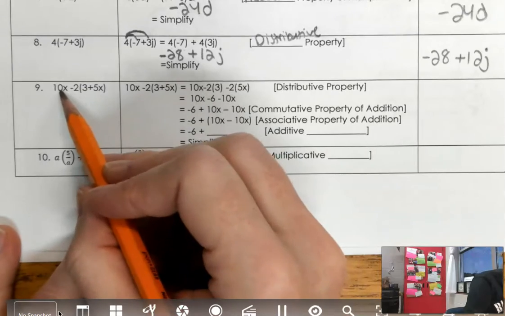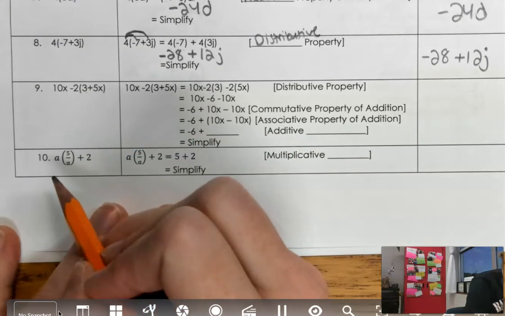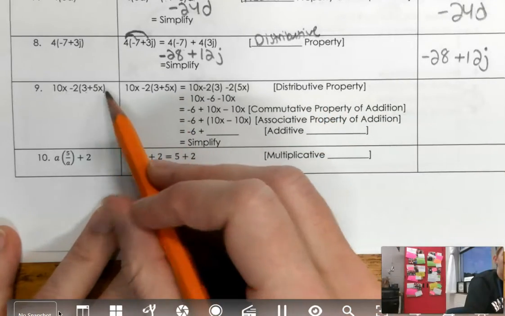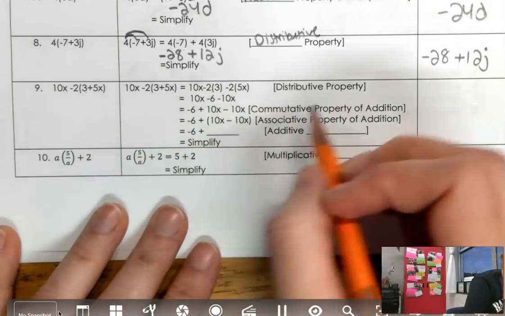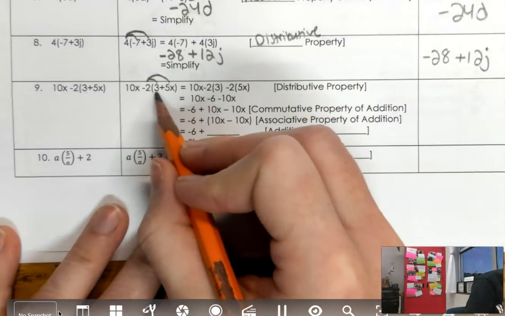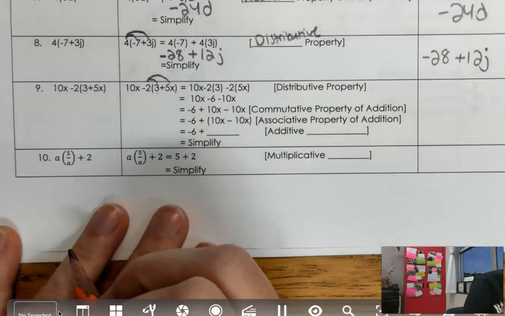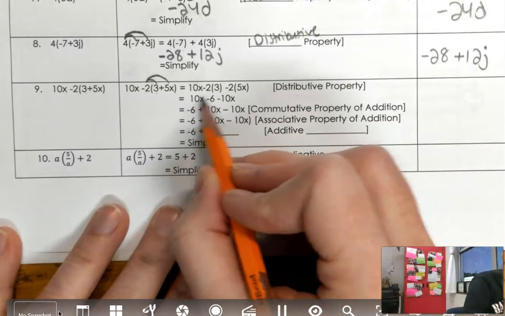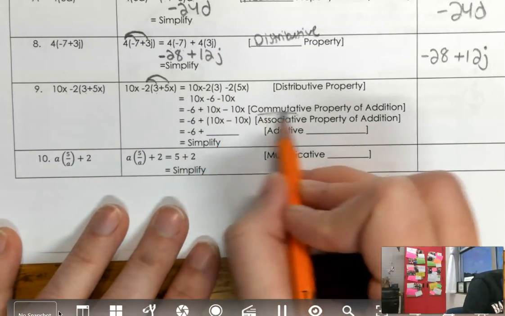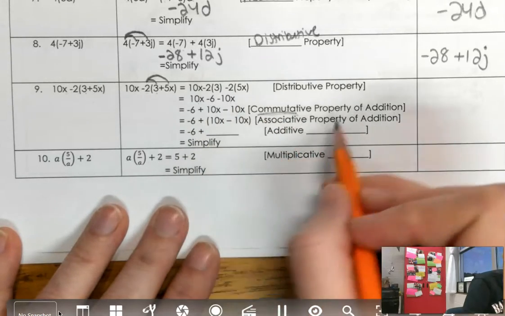All right, 10x minus 2 times 3 plus 5x. Well, the very first thing we need to do is get rid of the parentheses with these two terms in it. So we need to use distributive property. We're going to multiply the -2 times 3, and we're going to multiply the -2 times 5x. All right, so now that we've multiplied everything out, we're going to change the order with commutative property. We're going to put the 10x and the -10x together because they're like terms.